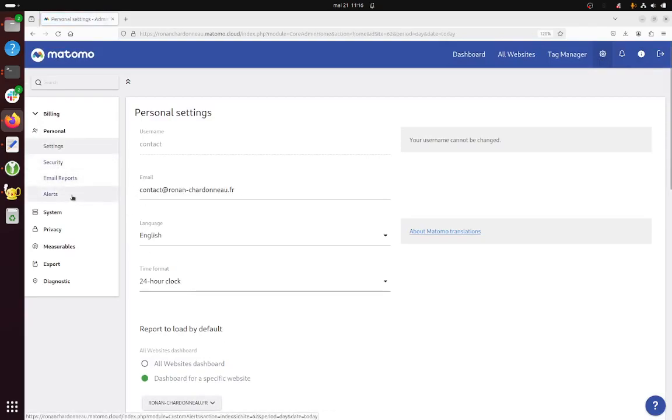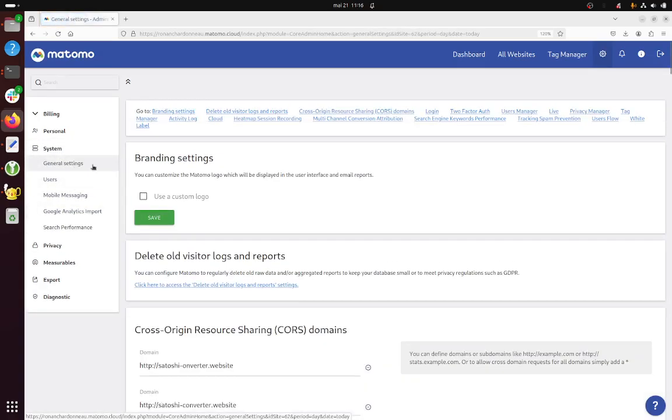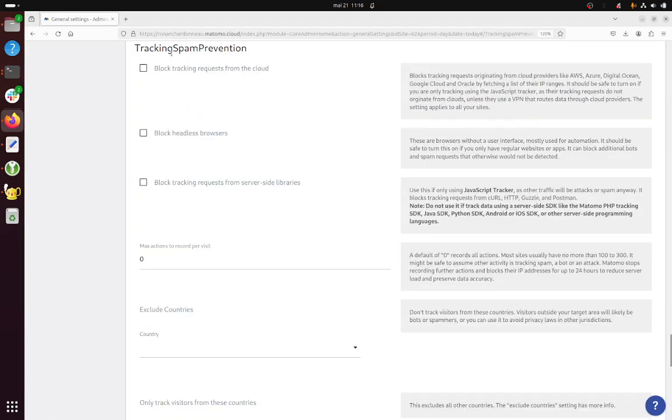In order to remove this traffic and allow Matomo to keep a reasonable number of hits, you need to go within System, General Settings, and there's a plugin named Tracking Spam Prevention in which you can enter the maximum amount of actions that you wish to have per visit. By default it's set at 0, but if you set it to 100 or 300 or whatever, Matomo will stop recording further actions and block their IP address for up to 24 hours to reduce server load and preserve data accuracy.